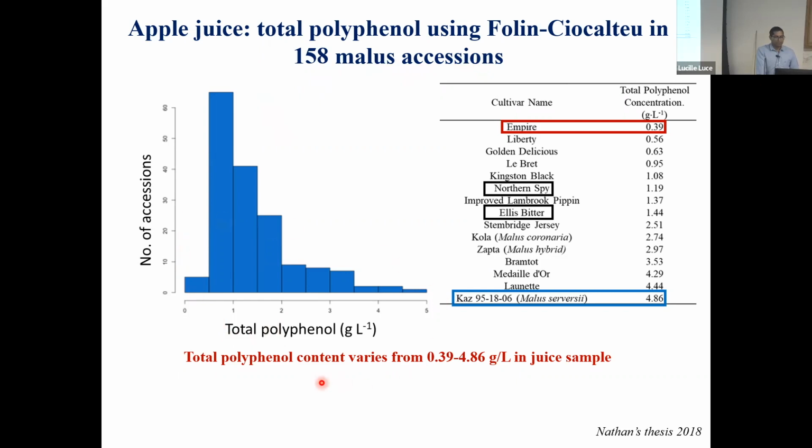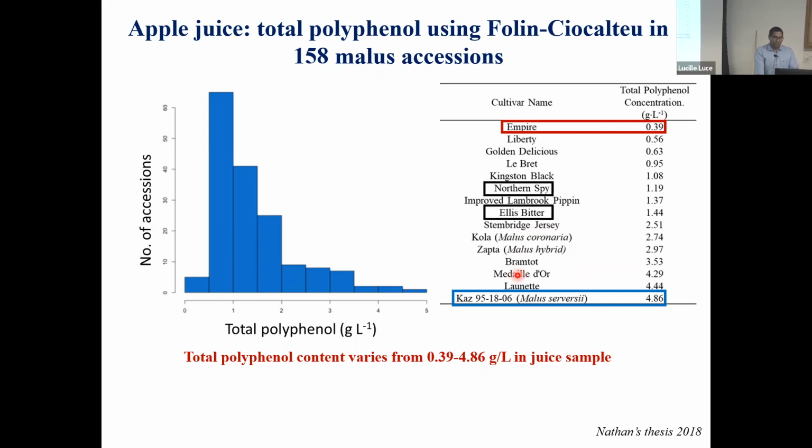He measured total phenolics content using Folin-Ciocalteu. The total phenolics content varies from 0.39 mg per liter to 4.86 in juice samples. These two, Northern Spy and Elizabeth, are the commercial cider varieties which are used for cider making. But an interesting thing he observed is that a few of the varieties also have a high level of total phenolics, which can potentially be used for the cider industry.